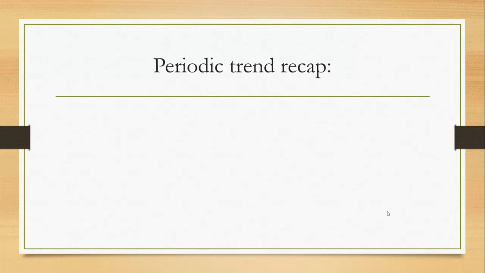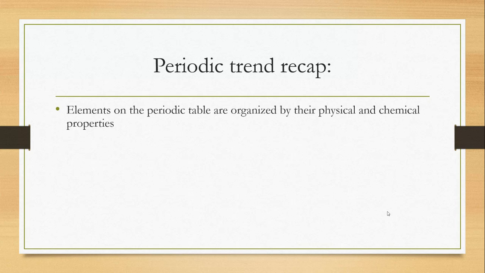Let's just recap our periodic trends before we hop to it. First note here is that elements on the periodic table are organized by their physical and chemical properties. So like we saw last week, every vertical group or column, all those elements are going to share specific chemical and physical properties. And we'll see some other trends as well.